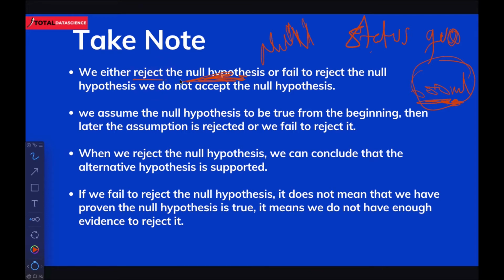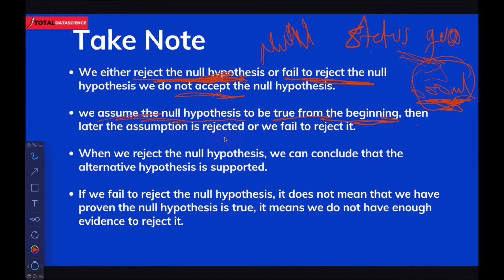So your result is that you either reject this or you fail to reject it, right? You are not going to accept it because it's already accepted, right? So we don't say that we have accepted the null hypothesis. It's already accepted by the public that the 600 ml bottle is containing 600 ml of Coke. So you are not going to accept it again. What we can do is to either reject it or fail to reject it. Okay, we assume that the null hypothesis is true from the beginning. Okay, that's what we already assume.